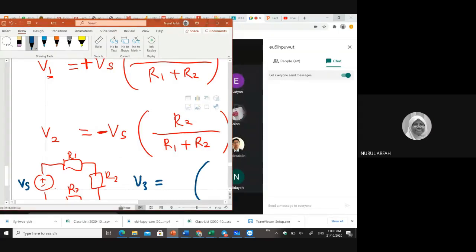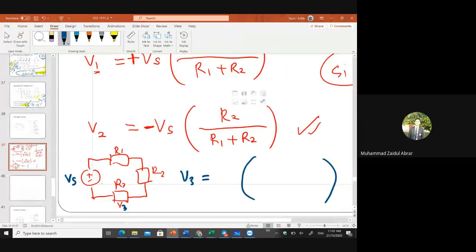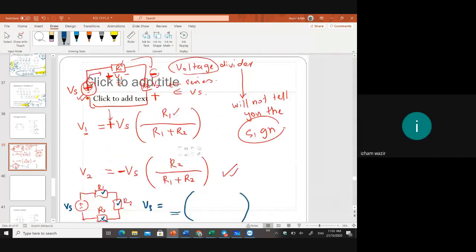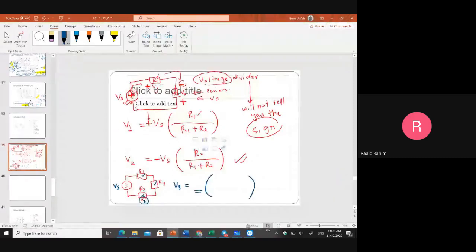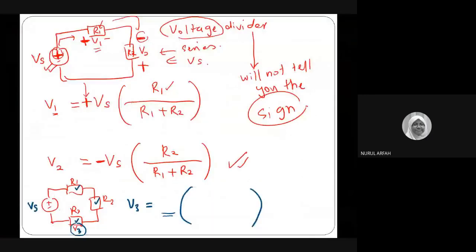Okay, VS. Yes. We have three elements here. One, two, three. Here in series, yes. Then you're going to apply the voltage divider to V3. Okay. And what is the first information that you need? VS. Yes. What is V3 equal to?